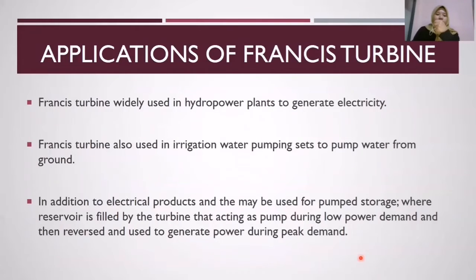Okay. Next is the application of the Francis turbine. Francis turbines are widely used in hydropower plants to generate electricity. Besides that, they are also used in irrigation water pumping sets to pump water from the ground, in addition to electrical products, and they may be used for pumped storage, where the reservoir is filled by the turbine acting as a pump during low power demand and then reversed and used to generate power during peak demand.